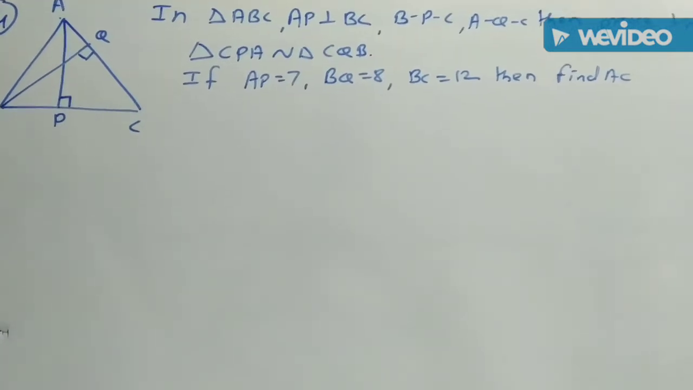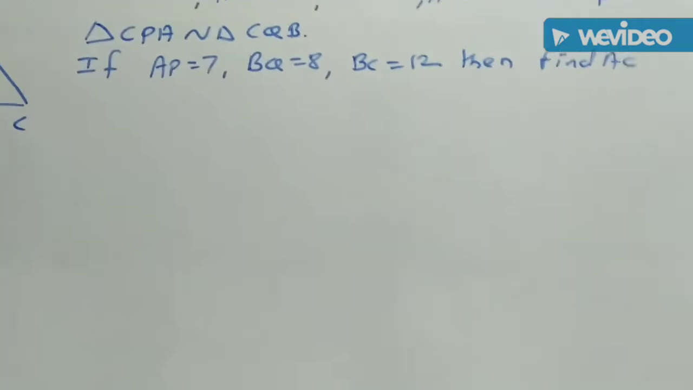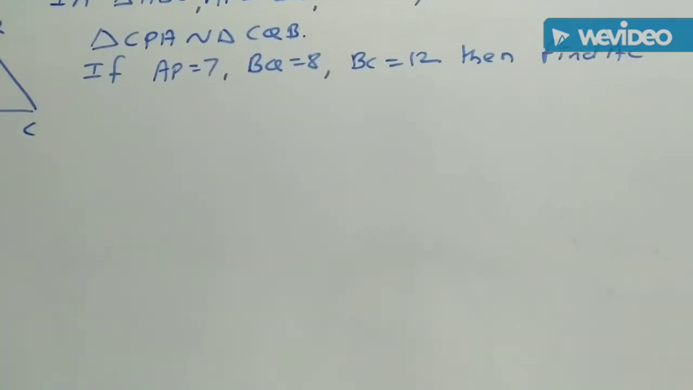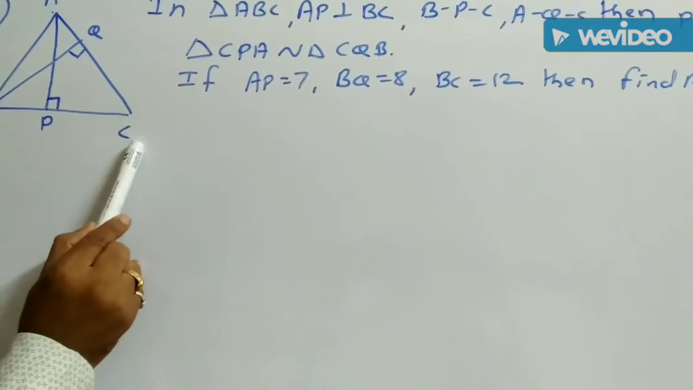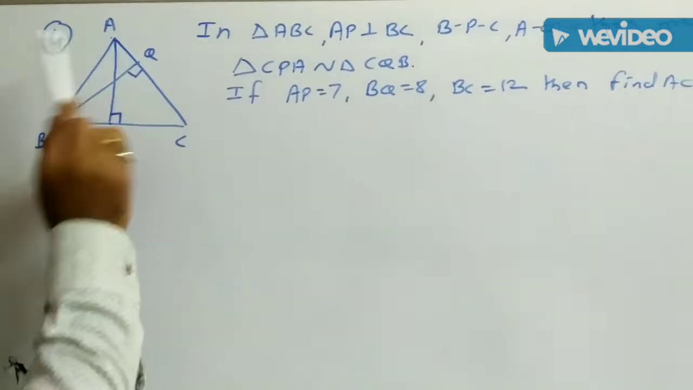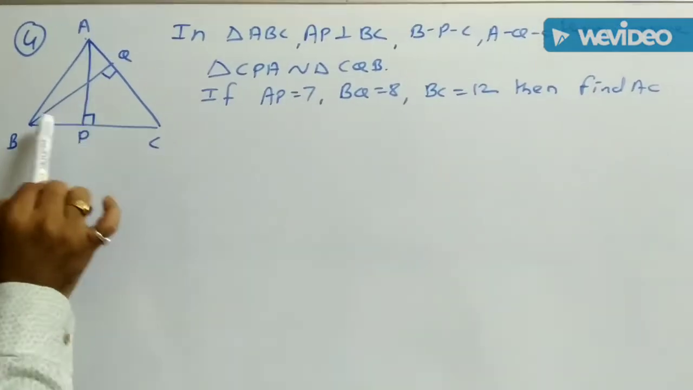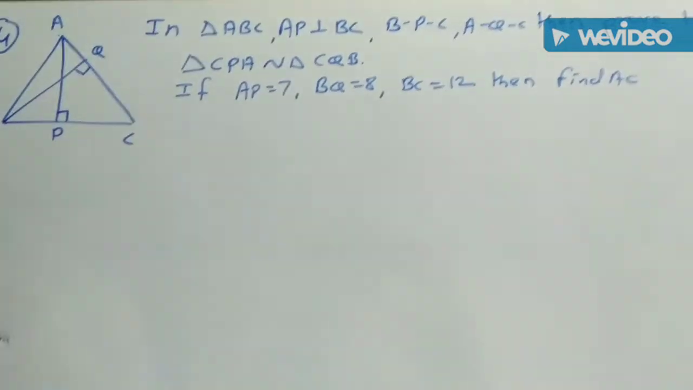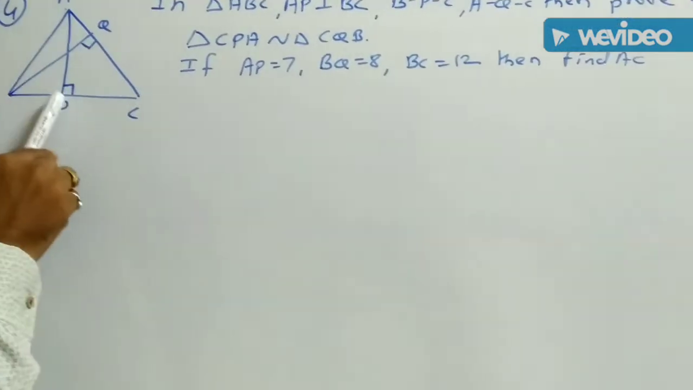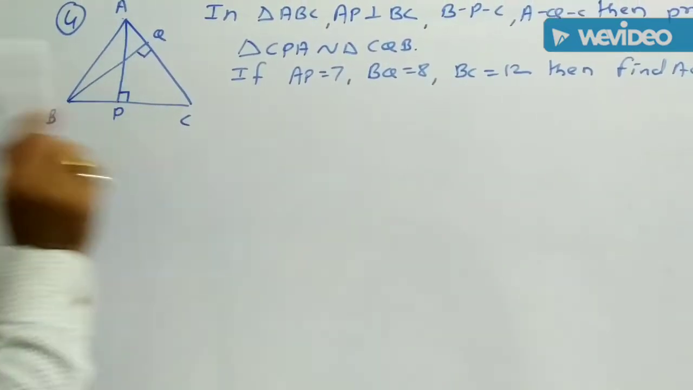Welcome students. Today I am going to teach you the examples of practice set 1.3. Fourth example, in triangle ABC, AP perpendicular to side BC, BQ perpendicular to the side AC, then prove that triangle CPA is similar to triangle CQB. Then if AP is 7, BQ is 8, BC is equal to 12, then find AC.